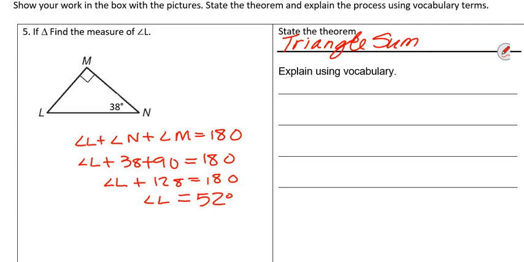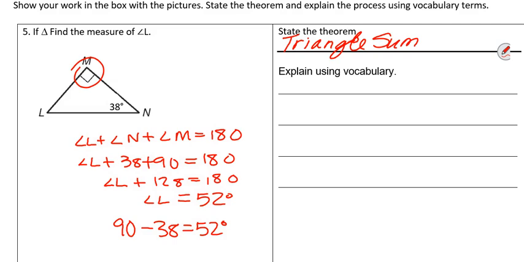Okay, but the other way we could have done it is we could have noticed that this was a right angle, so we could have just said 90 minus 38. That also equals 52 degrees. Right? Yes. Okay. So what would we say here?